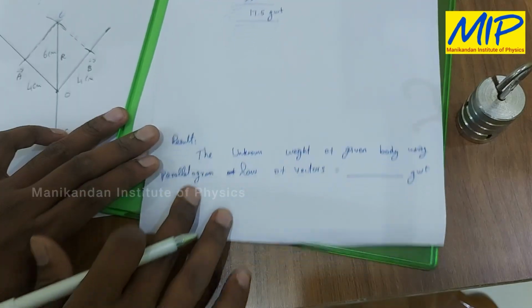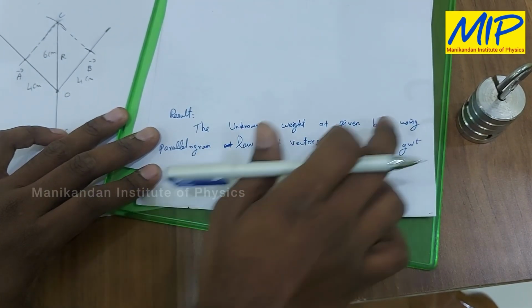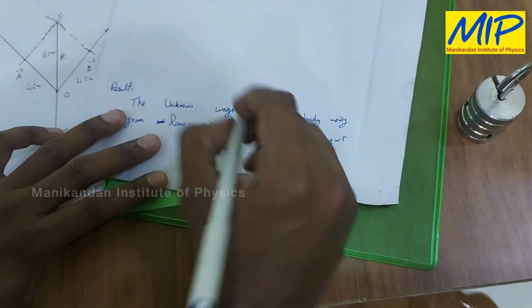So then we may write the result. The unknown weight of the given body using parallelogram vectors is 267.5 gram weight.